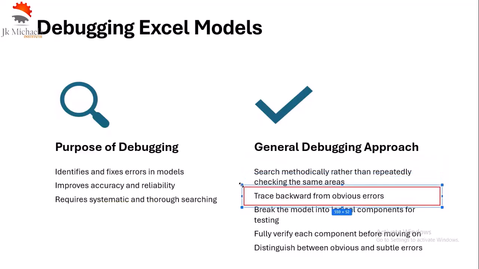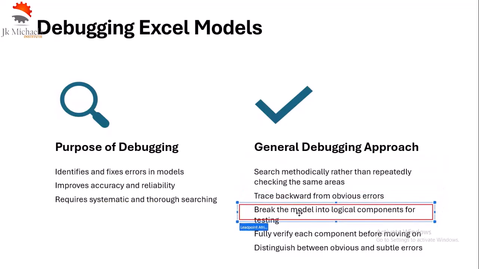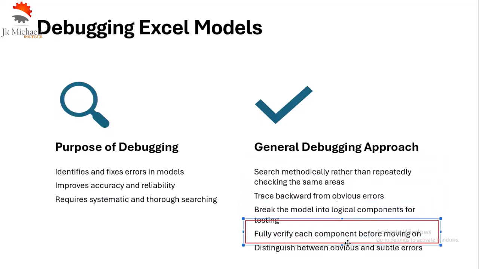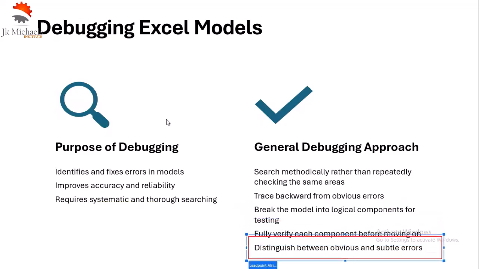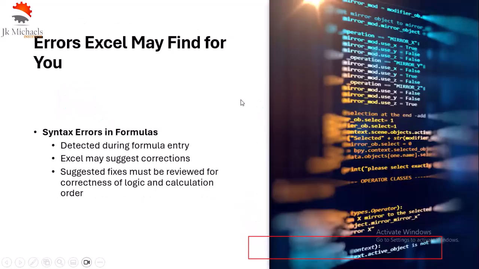You want to trace backward from obvious errors. If there is an obvious error, then you want to see what might have caused it, and do a little bit of root cause analysis to trace the original error, right? And then you want to break the model into logical components for testing. For instance, if an error appears on the third sheet, then you can decide to break it into three and analyze the first, the second, and the third in depth to see where the errors may have come from, right? You also want to verify each component before moving on to create another model, and be able to understand the difference between obvious errors and very subtle errors, right?